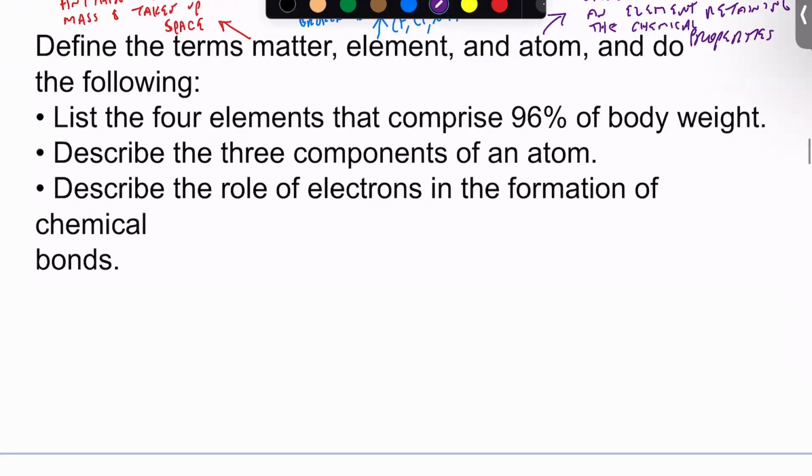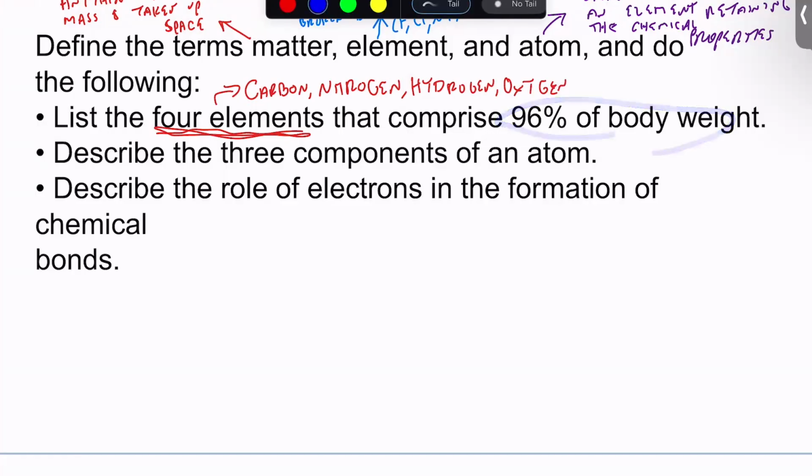So list the 4 elements that comprise 96% of human body weight. Okay. So the 4 elements are going to be carbon, nitrogen, hydrogen, and oxygen. Those are the big 4 that make up 96% of our body weight. So borderline all of it.